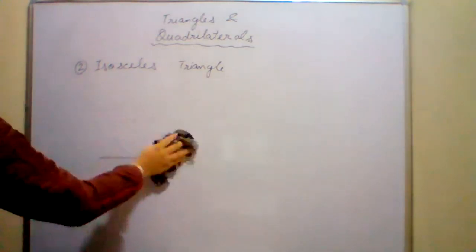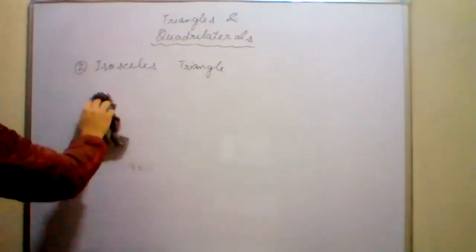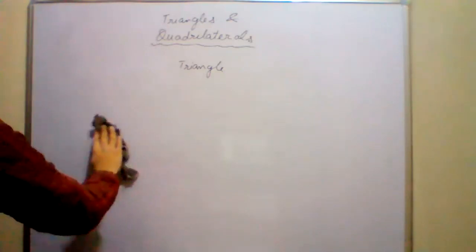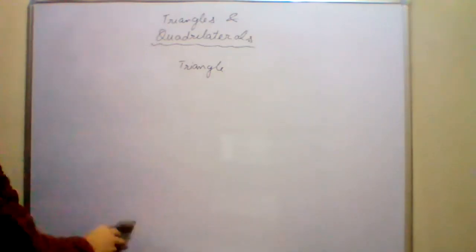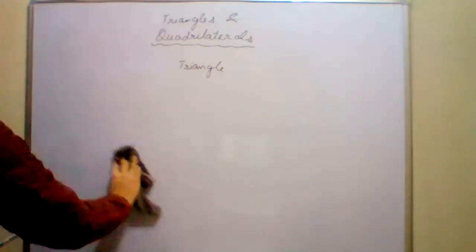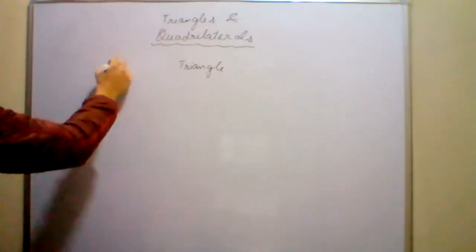Okay. Third one is scalene triangle. In a scalene triangle, all sides are of different length. Do I need to draw the figure on the board, or have you all understood? Scalene triangle. So we have understood.